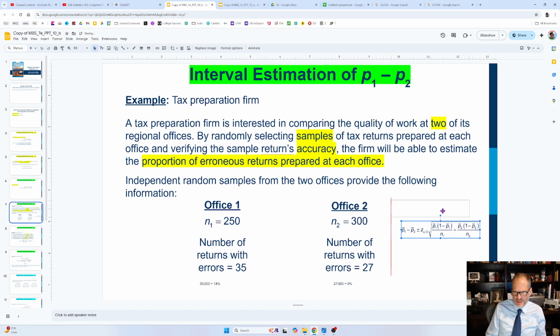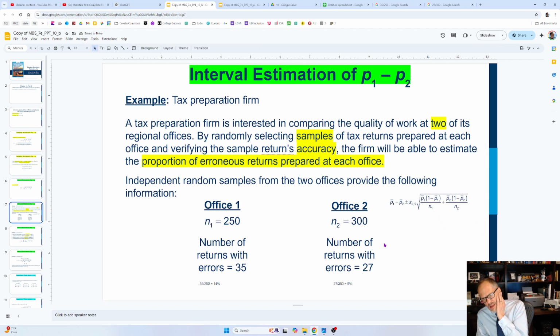And now hopefully you can still see that, right? But that's just like a little reminder. Here's our formula. But where do we get our data? So here's our N1, here's our N2. We have N1, we have N2, and then we have P with a bar over it.